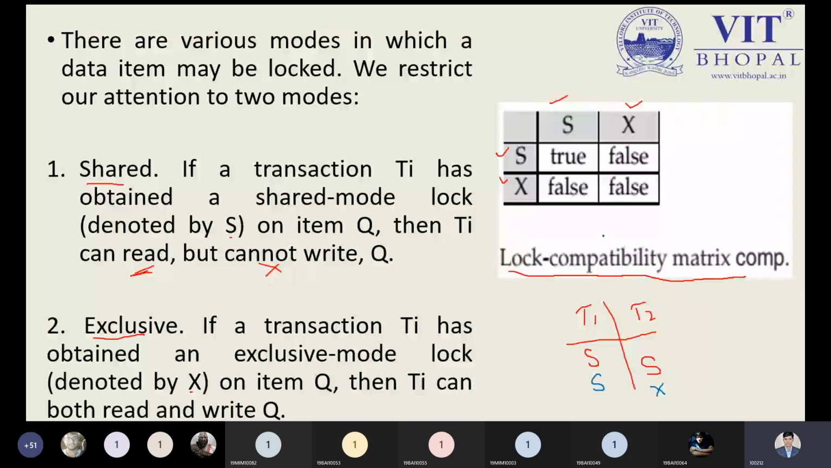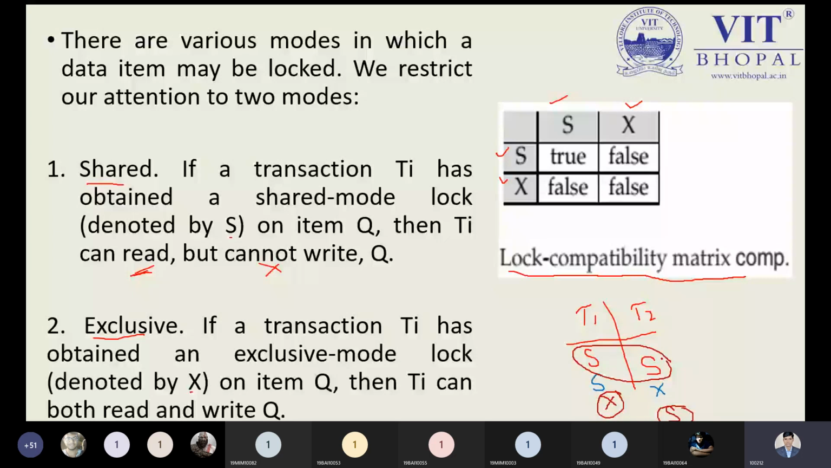So let me use a different color. See, if the first transaction has the lock in exclusive mode, and another transaction wants the shared mode, then it would not be possible. The first transaction should be unlocked first. And the same thing applies for exclusive mode. Why can't we use this one? Because the exclusive mode can have write operations, so it should be unlocked. But in the shared mode, unlock is not required because we are just reading information. There will be no issue.